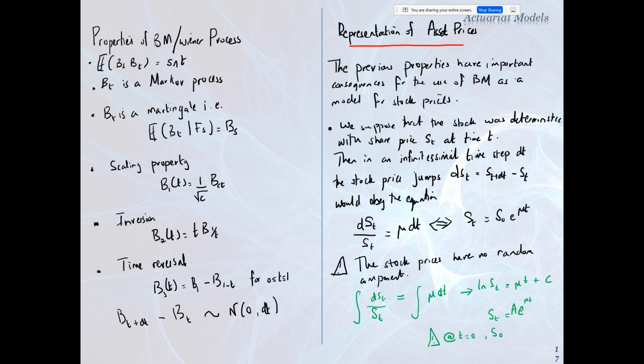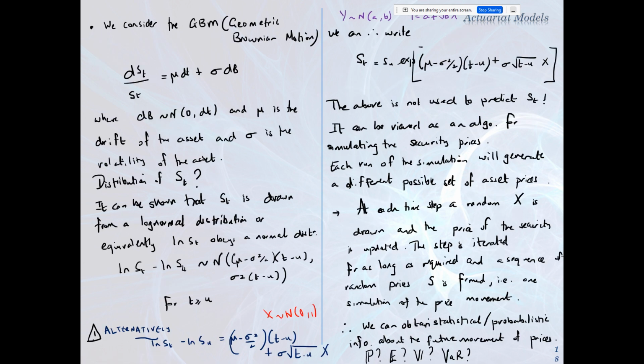We suppose that the stock was deterministic with share price S_t at time t. Then in an infinitesimal time step dt, the stock price jumps and would obey the equation dS_t = mu S_t dt. So we have seen this previously. When we do the integration of both sides, we will have this. You will recall that previously we got M_t = M_0 exp(rt). So this is purely deterministic. It has no random component, so this is not adequate for practical market modeling.